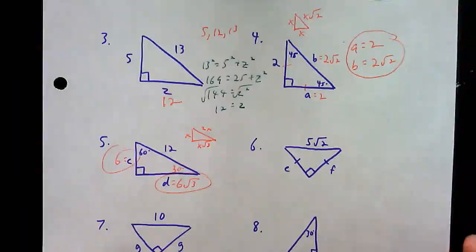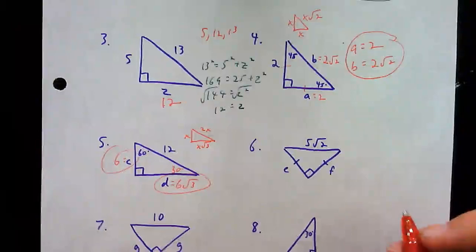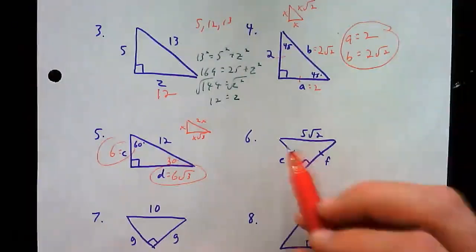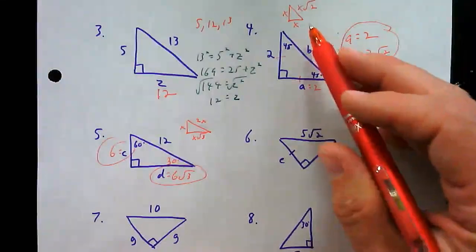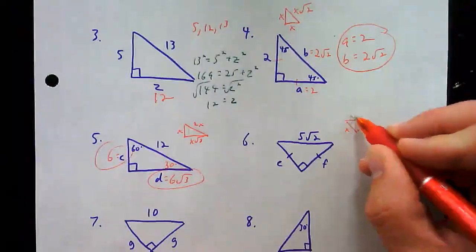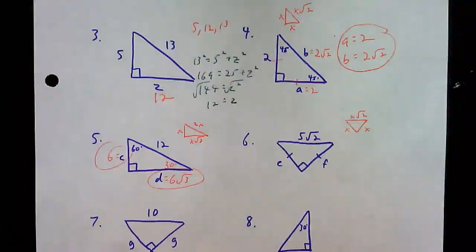Not a whole lot of math to actually do there. You just have to know your property. Again, memorization. On number 6, same thing. We're going backwards. So this is the same property that we had up here. The triangle's just tilted. Right? So x, x, x radical 2, those are our properties.